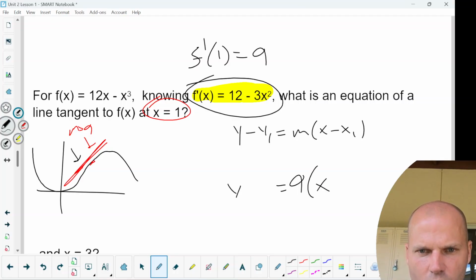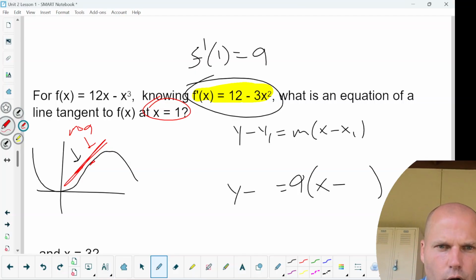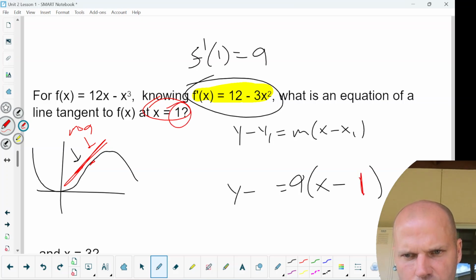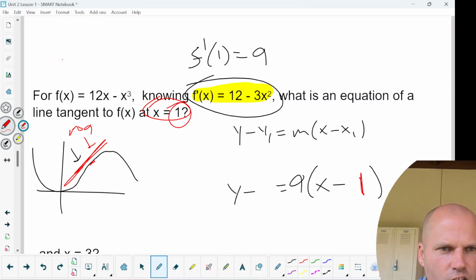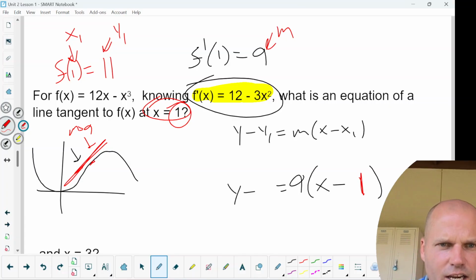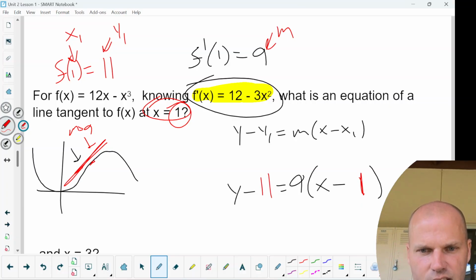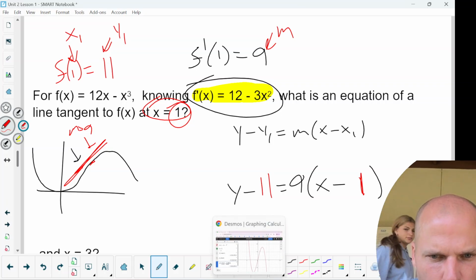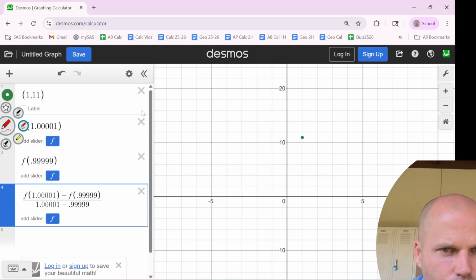Don't touch the x, don't touch the y, because we want all the possible x's and y's. But now the question is, what is the point? Well, we're talking about x equals 1, so that's easy here. But what's the y coordinate? Oh, yeah. If I plug in x's into my original function, I get y's. So here's an x, here's a y, here's an m. Plug in x's into slope equations, get m's. Plug in x's into original equations, get y's. And we get this. And now what we can see, which is a beautiful thing, is the following.